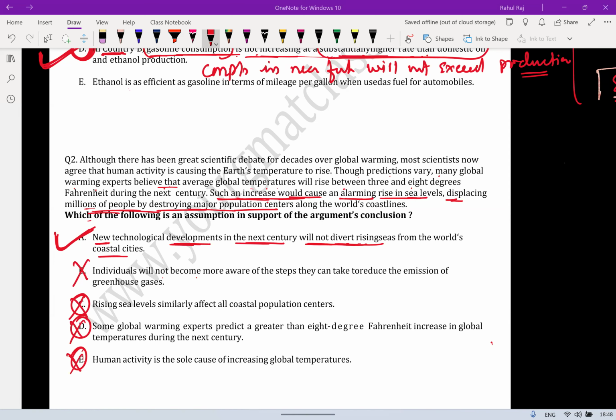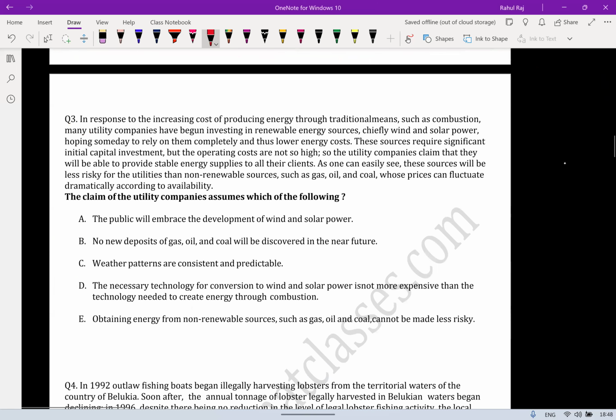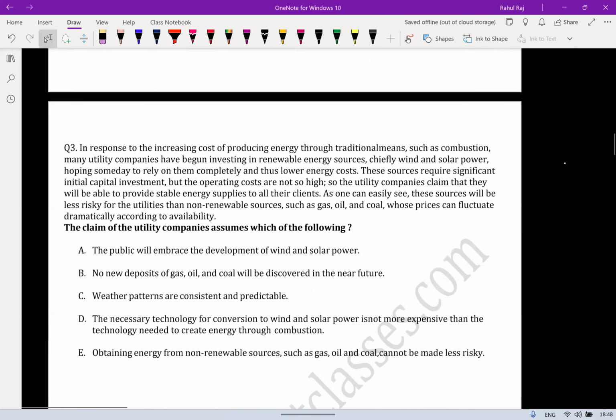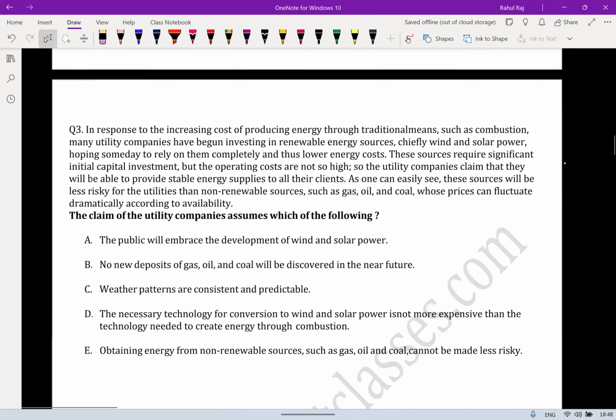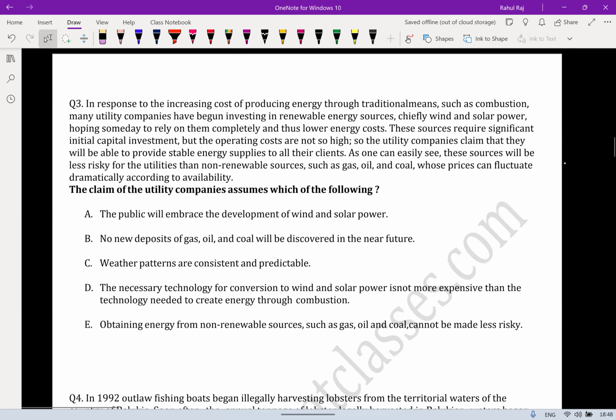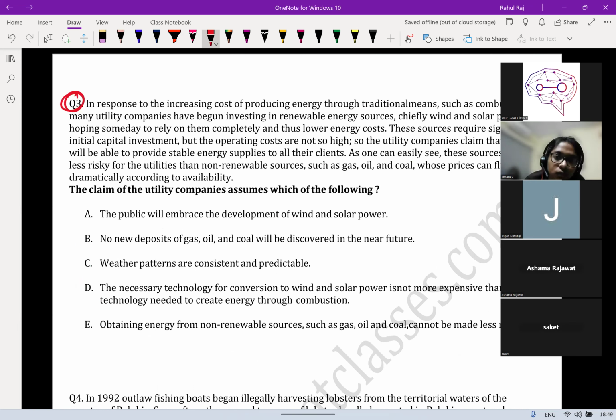Let's do one or two more questions so that you understand it very well, because I wanted to discuss all these questions once you are done by yourself. Now, on traditional means it is combustion. This is an easy question, guys. But if you want, you can do it. Let's see exactly what your understanding is with option number 3. Very easy question, but it can be very tricky if you do not understand the argument.